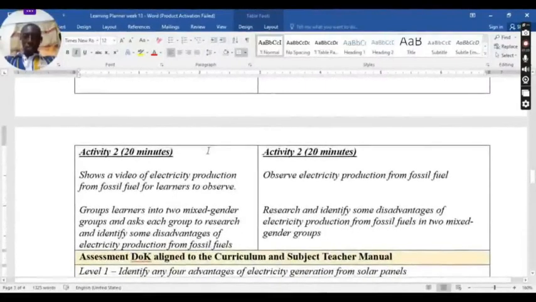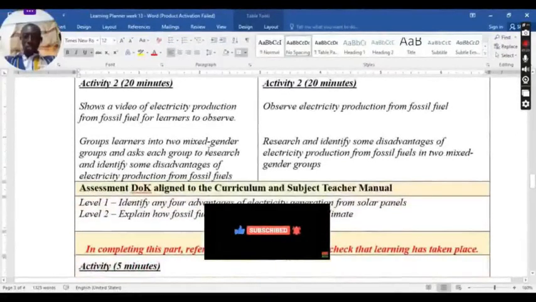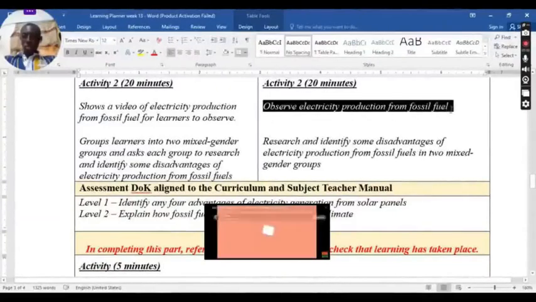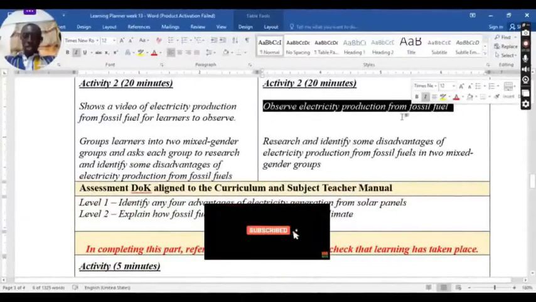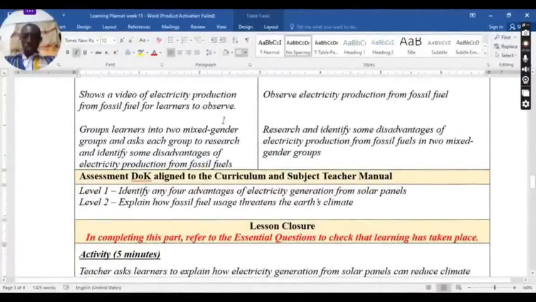Now let's look at activity 2. Activity 2 also shows a video of electricity production from fossil fuel for learners to observe. So that's what the teacher will do. Then they observe electricity production. So they will also watch a video on this one. The first video was about electricity from solar panel. This one is electricity from fossil fuels, like a generator. A generator uses fossil fuel, petrol, to produce electricity. So they watch the video.